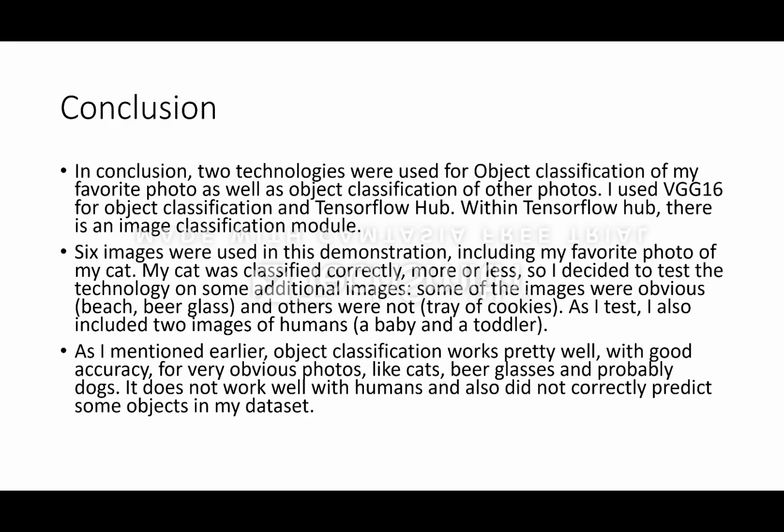As I mentioned earlier, object classification works pretty well, with good accuracy for very obvious photos like cats, beer glasses, and probably dogs. It does not work well with humans and did not correctly predict some of the objects in my dataset.